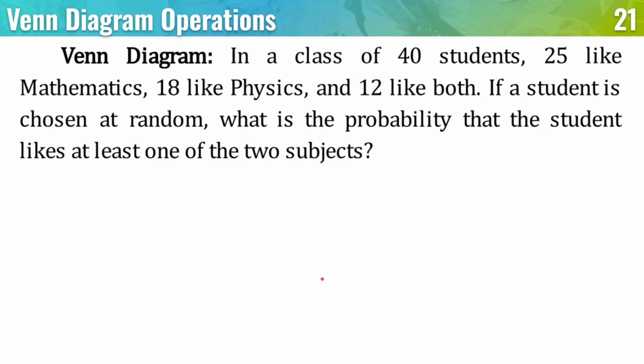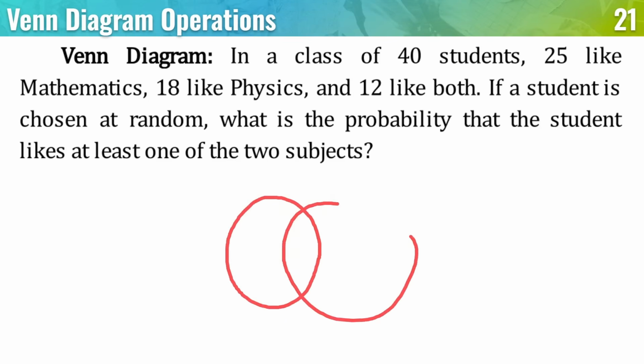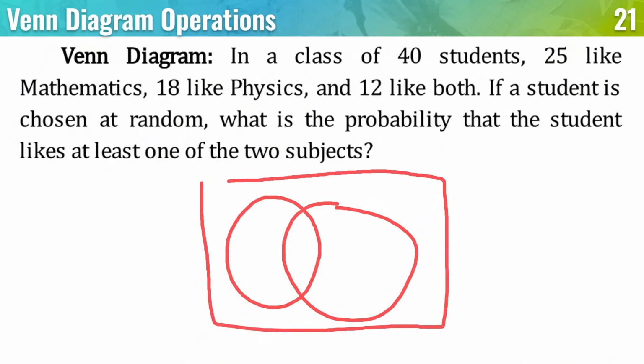So now let's proceed to Venn diagram operations. Venn diagrams are diagrams that use intersecting circles to represent the relation between two sets. So for example, if we have a class of 40 students, we need to start with a box where we write U is equal to 40 at the bottom. And then we have 25 that like mathematics. So we label one circle as M. 18 that like physics, labeled by P. And then 12 that like both. So usually in these types of problems, we start from the middle. So this will be 12. So this is our starting Venn diagram.